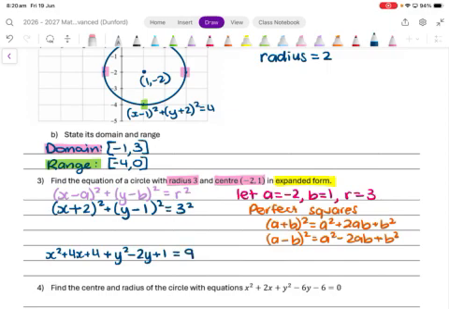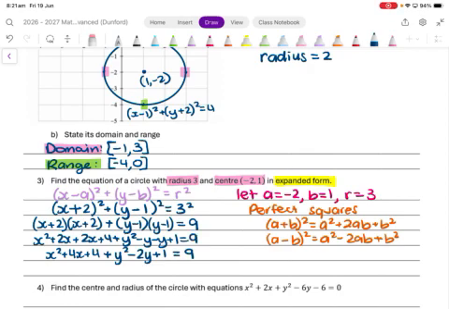Now, not all of us are going to be able to remember and use our perfect squares formula. So if you can't, x plus 2 all squared is just x plus 2 times x plus 2. Y minus 1 all squared is y minus 1 times y minus 1 equals our 3 squared of 9. From there, you can expand the brackets to get x squared plus 2x plus 2x plus 4 plus our y squared minus y plus 1 equals 9.